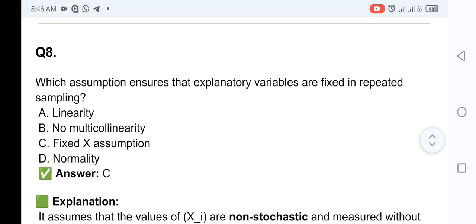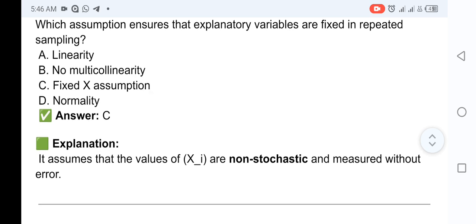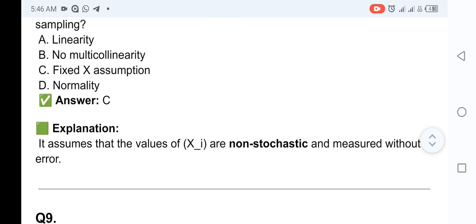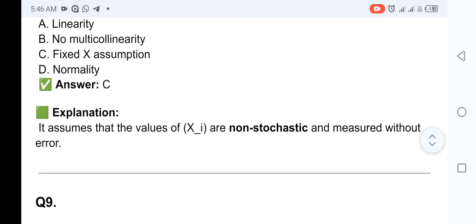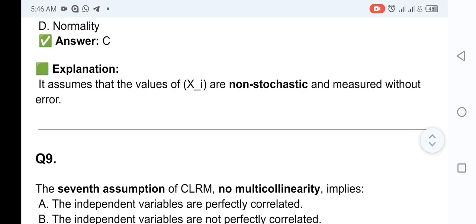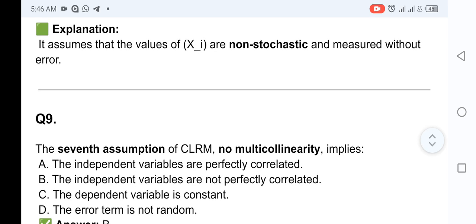Which assumption ensures that explanatory variables are fixed in repeated sampling? A. Linearity. B. No multicollinearity. C. Fixed X assumption. D. Normality. Answer: C. Explanation: It assumes that the values of X_i are non-stochastic and measured without error.